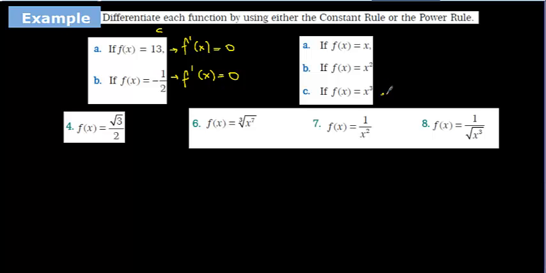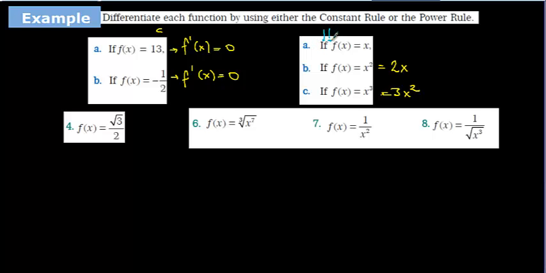It's going to be equal to 3x squared, and the derivative of x squared is going to be equal to 2x. The power decreased by 1, and this is important. This expression is going to be important for us because many times we are going to see the derivative of this expression.